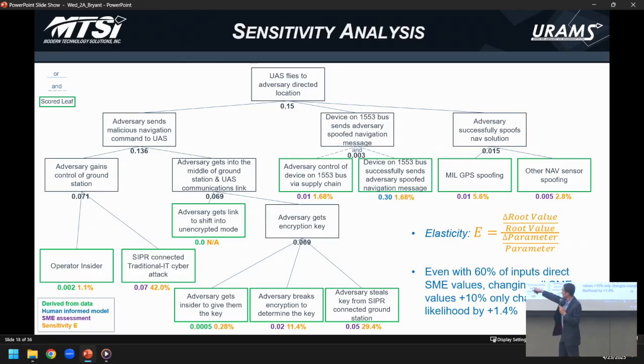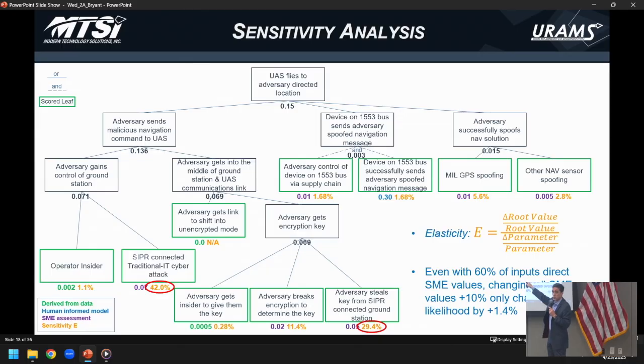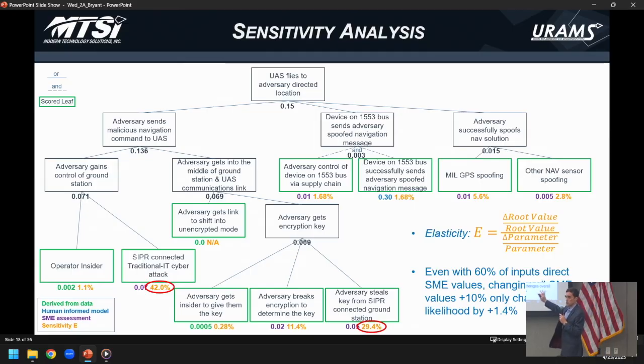Compare that to your SIPR traditional cyber IT attack. You can see as you look at the probabilities as they work their way up the tree that most of your risk is actually through a SIPR attack into your ground station. So if you're going to spend some mitigation money, you probably ought to look at spending it here. I mean, the 1553 bus defender is cool, but that's probably not where you should focus. And so if you build these types of attack trees out, you can start to see where to put your money, even if you ignored all the numbers.